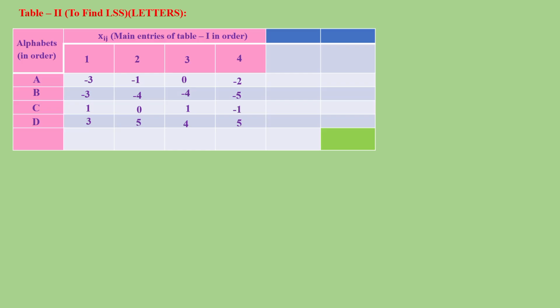Then find the sum of the first row total, that is Li. L1, L2, L3. First row total: minus 6, minus 3, minus 1, 0, plus minus 2, minus 6. Second row total, that is you take B: minus 3 plus minus 4, minus 4, minus 5, 16.